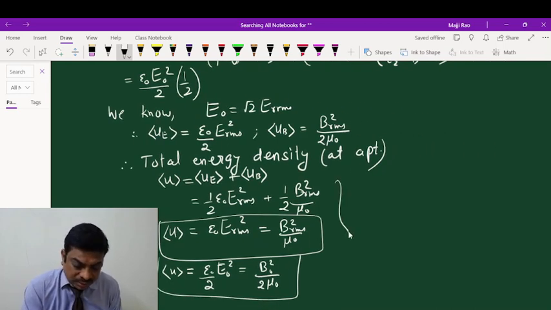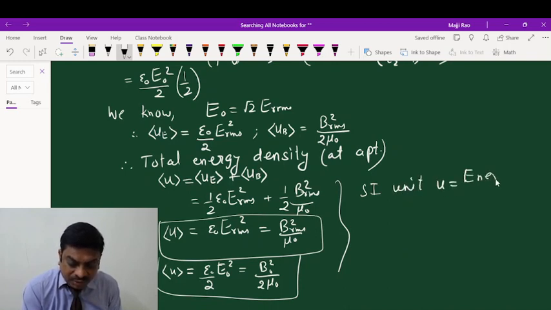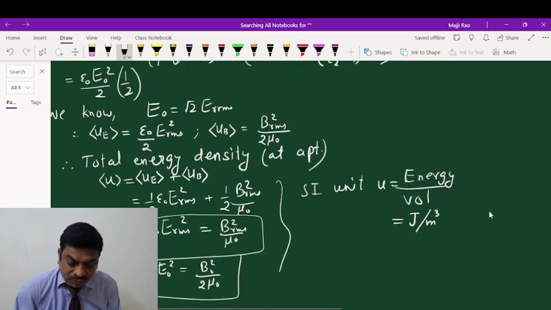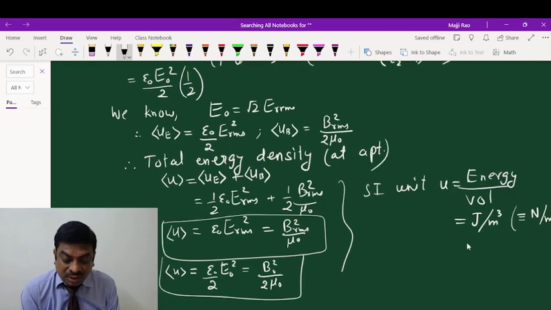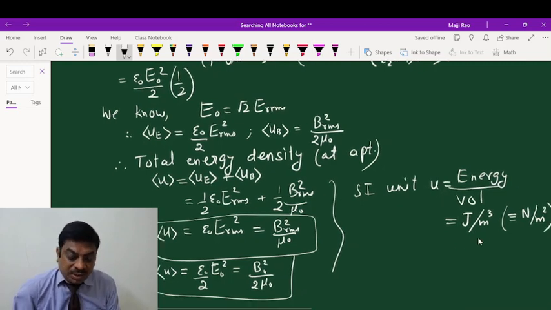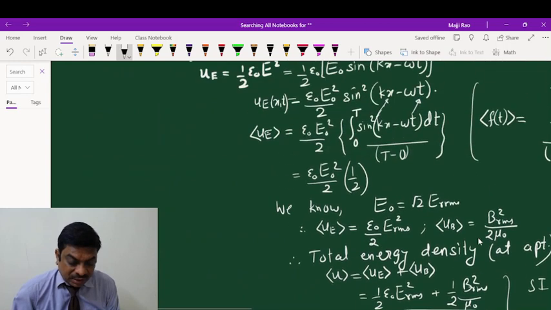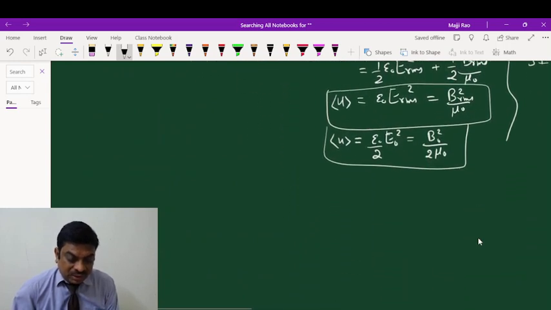Okay, students. SI unit will be what? Energy density is basically energy per unit volume. So basically you have joule per meter cube. It is also equivalent to Newton per meter square, though we will not be using this. We will be using only joule per meter cube. Right? So I hope that is clear, students.